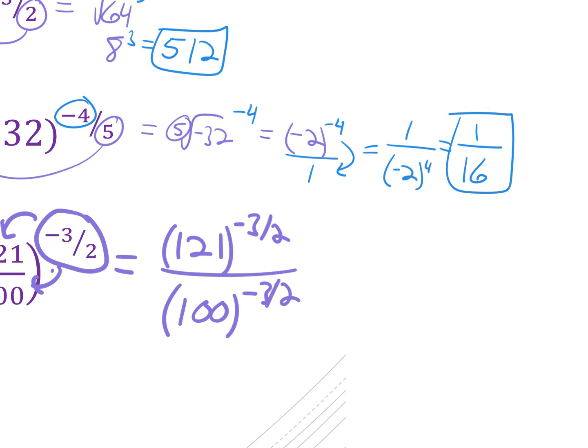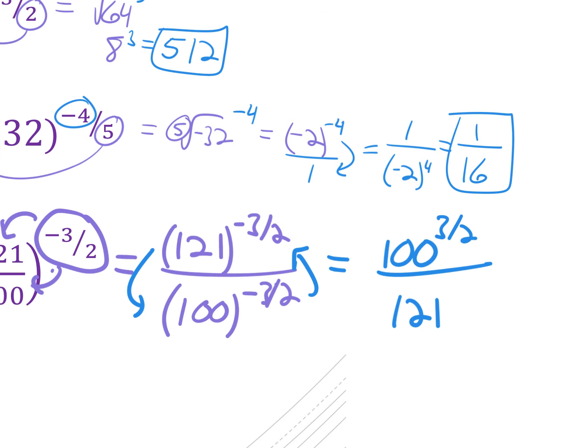All right. So when we do that, couple things that you could do. You could simplify the radical first, or you can switch their positions. I'll switch the positions. Since they're negative exponents, we need to change it from the top to the bottom, bottom to the top. So this is going to get you 100 to the positive 3 halves over 121 to the positive 3 halves. What can we do now?